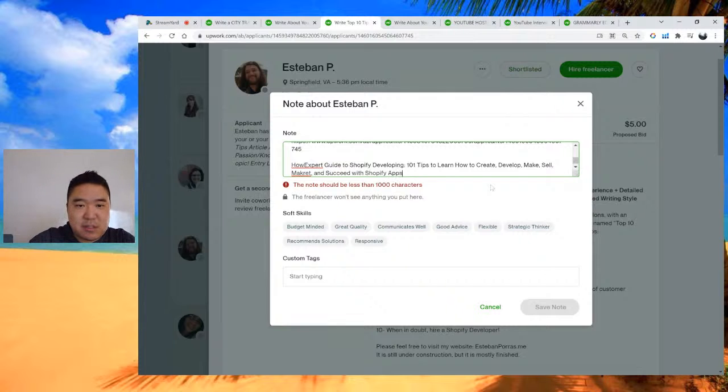Shopify apps. Learn how to create, develop, make, sell, market, and succeed with Shopify apps. It's kind of long, but I don't know. We'll start off like this for right now. Do we need images? Shopify. Let's do without it right now. Or can we? I don't know.